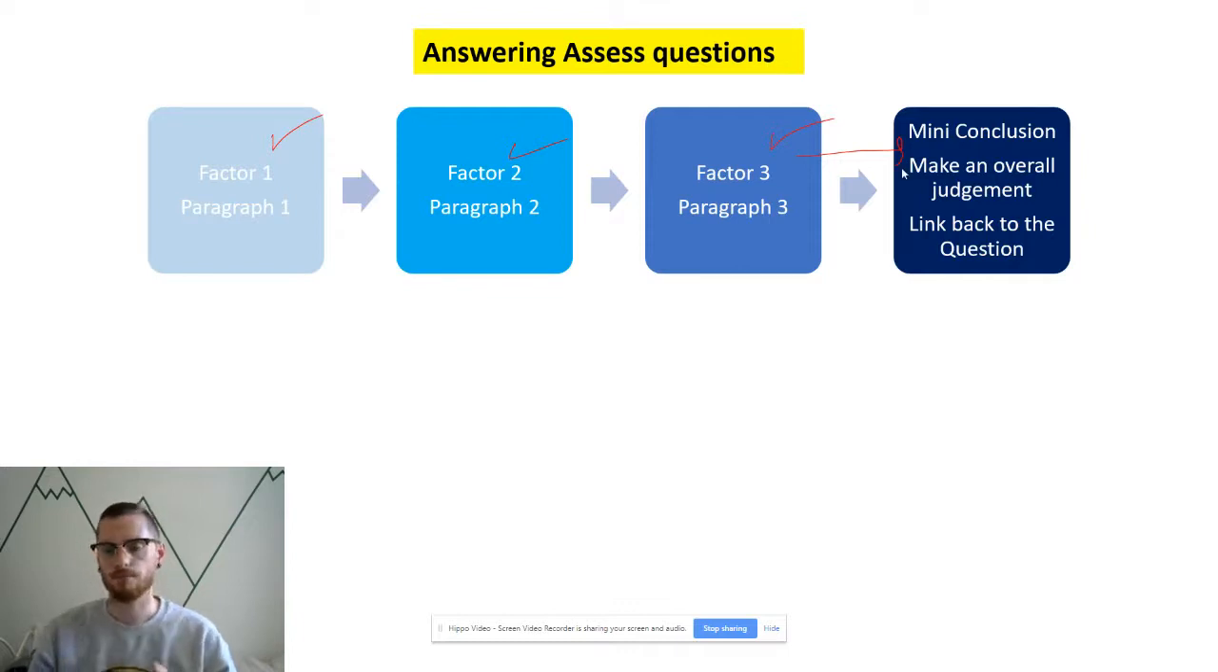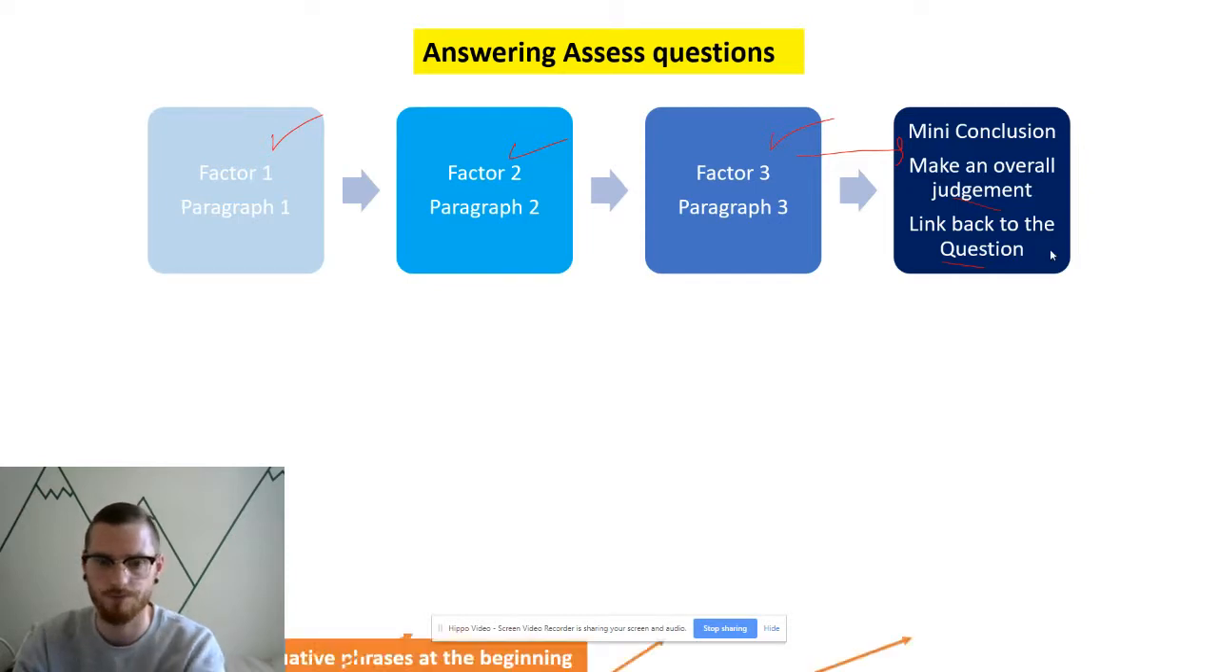Now, the exam board actually say you don't need a conclusion in a 12 marker. You will make a conclusion because the exam board needs to see judgments. And if you're not making judgments throughout your 3 factors, then a mini conclusion saves you level wise. But it can be 2 or 3 sentences. That's all I want to see. 2 or 3 sentences, an overall judgment, succinctly make said judgment and link it back to the question. Use the language of the question.